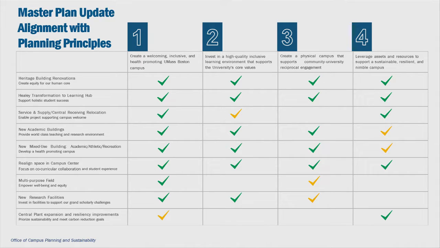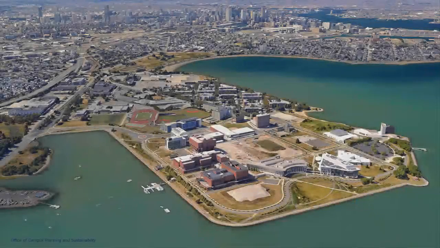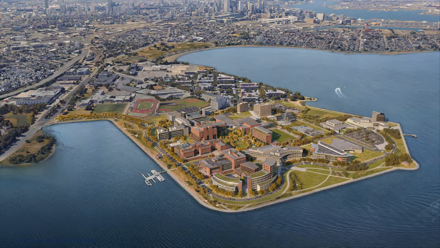The master plan update aligns with the planning principles, as shown here. Our principles are along the top, and then along the left-hand side are the recommendations in the master plan, and it shows that the recommendations in the master plan directly support our strategic plan. This is a view of our campus now. This is a vision of the campus once the master plan is completely realized.